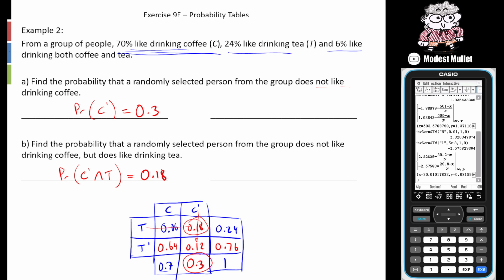Okay, and that's why probability tables are really handy.